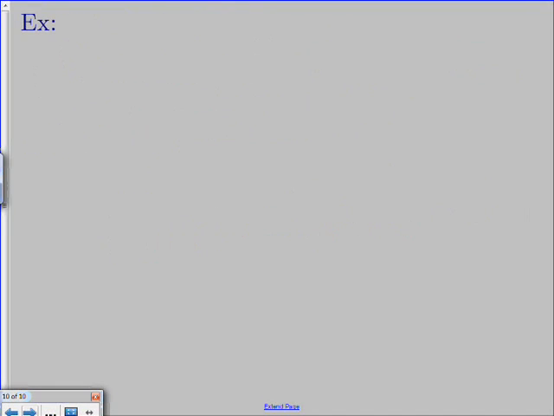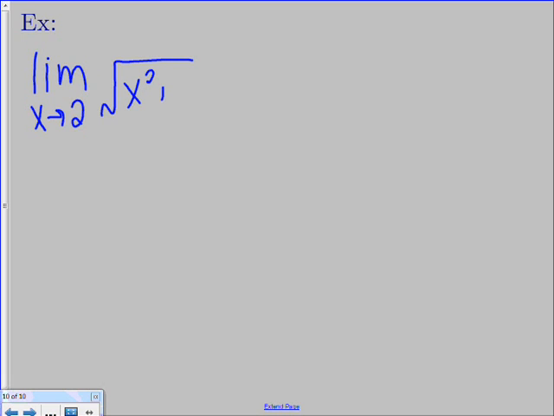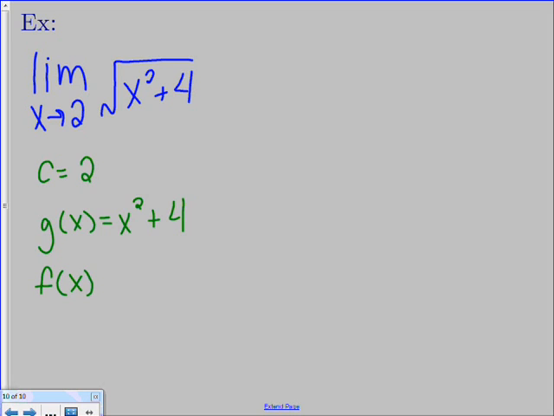So to show you how that works, I'm going to do an example problem. So here we're going to do the limit as x approaches 2 of the square root of x squared plus 4. So in this example, our c value is equal to 2. g of x is going to be equal to x squared plus 4, or that inside function. And we're going to let f of x be equal to just the square root function, or the square root of x.